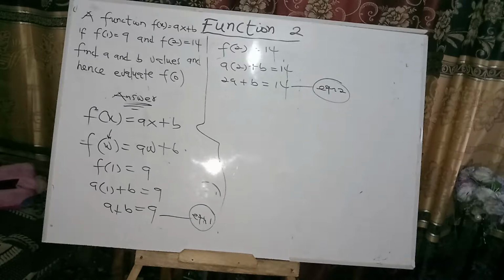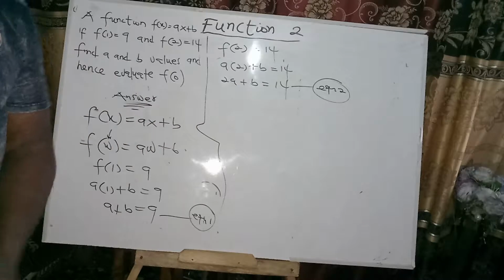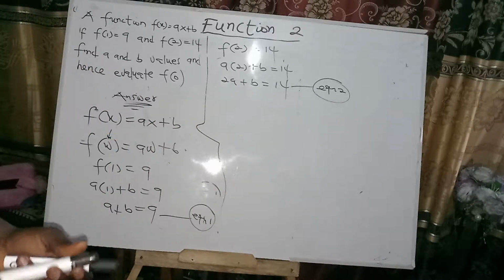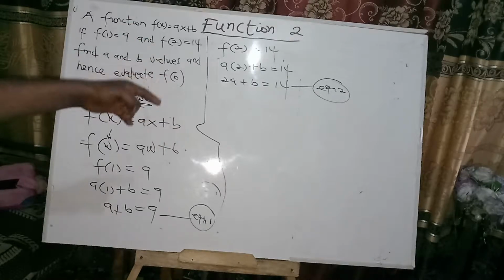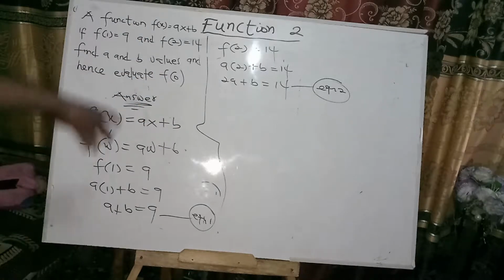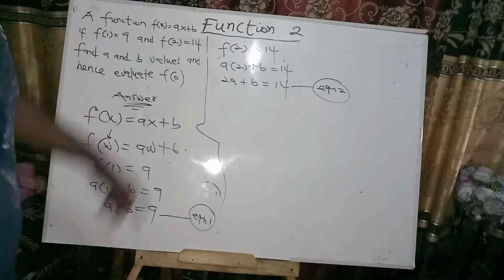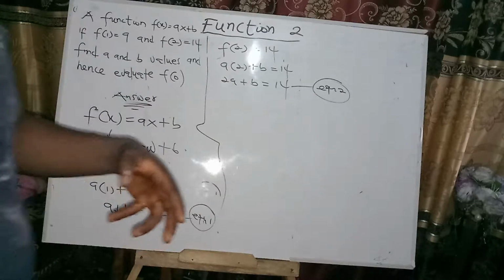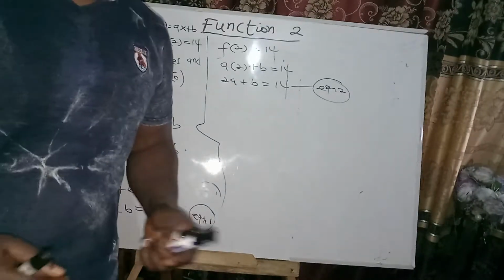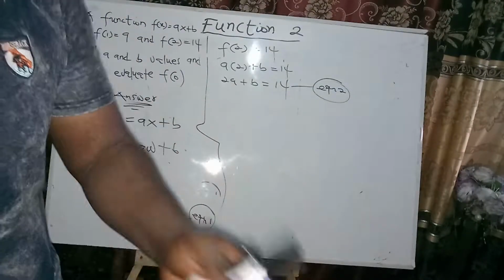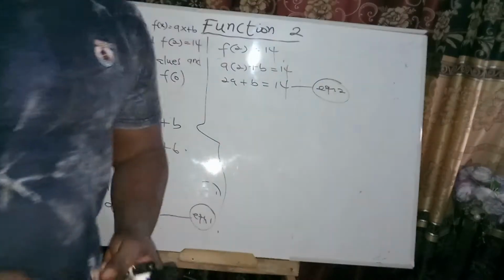And that's not all. They are telling us that we should find the values of a and b. We can always find the values of a and b when we apply what we call simultaneous equations. So in questions like this, simultaneous equations must be applied. And for simultaneous equations, you have two types: elimination and substitution. I always like using elimination because it's very simple and I go so fast.